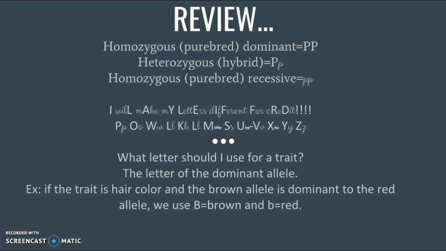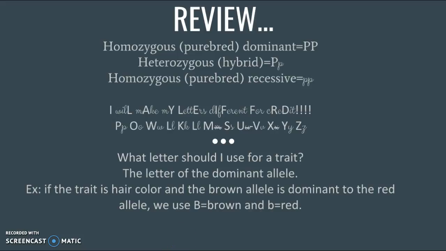Hey there! This is a tutorial on how to do a Punnett square and some of the reasons behind why we do those. So I'm going to go ahead and get started. Before we get started, you need a piece of paper and you need to write down everything that's in yellow for these notes.